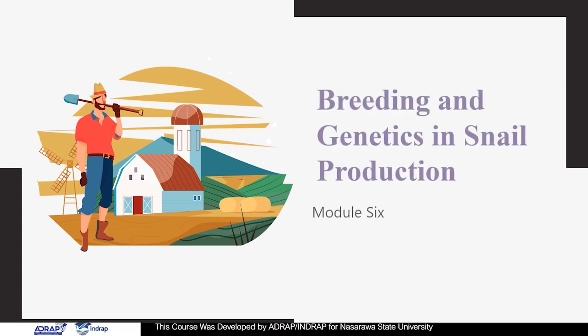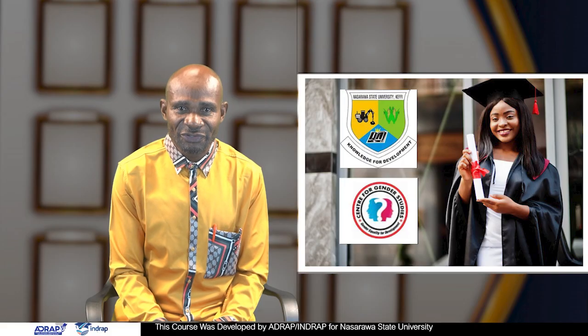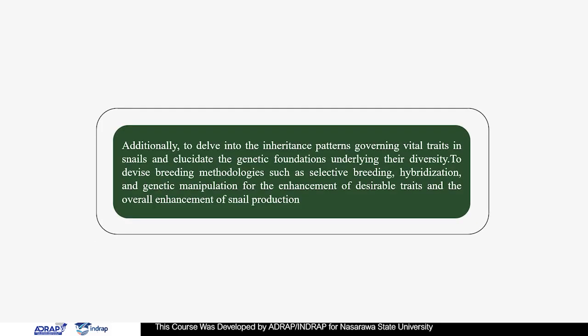Module 6, breeding and genetics in snail production. Study objective: to investigate the genetic diversity in snail populations and pinpoint genetic indicators linked to favorable characteristics like growth rate, shell color, disease resistance, and reproductive capabilities. Additionally, to delve into the inheritance patterns governing vital traits in snails and elucidate the genetic foundations underlying the diversities.